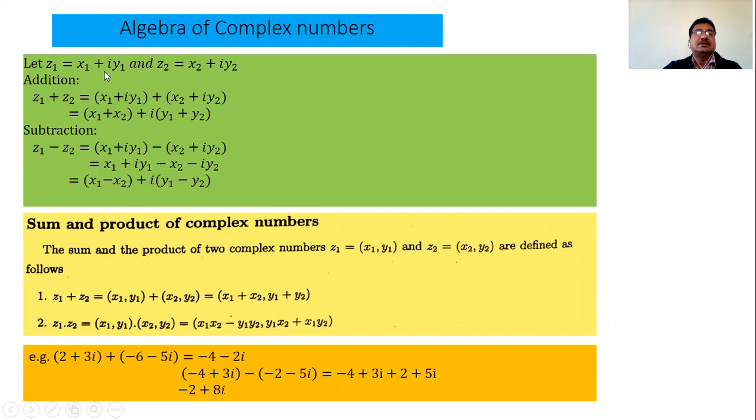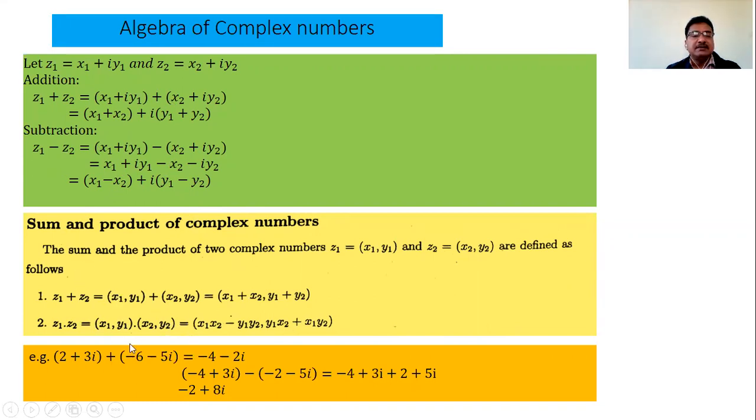So z1 is x1 plus iy1, then z2 is x2 plus iy2. Then addition is the addition of corresponding parts, that is, addition of real parts and imaginary parts. x1 plus iy1 plus x2 plus iy2 is x1 plus x2, which is the real part of z1 plus z2, and i times y1 plus y2. And subtraction is x1 minus x2 plus i times y1 minus y2. This is the subtraction of real parts and subtraction of imaginary parts. Very simple addition and subtraction.